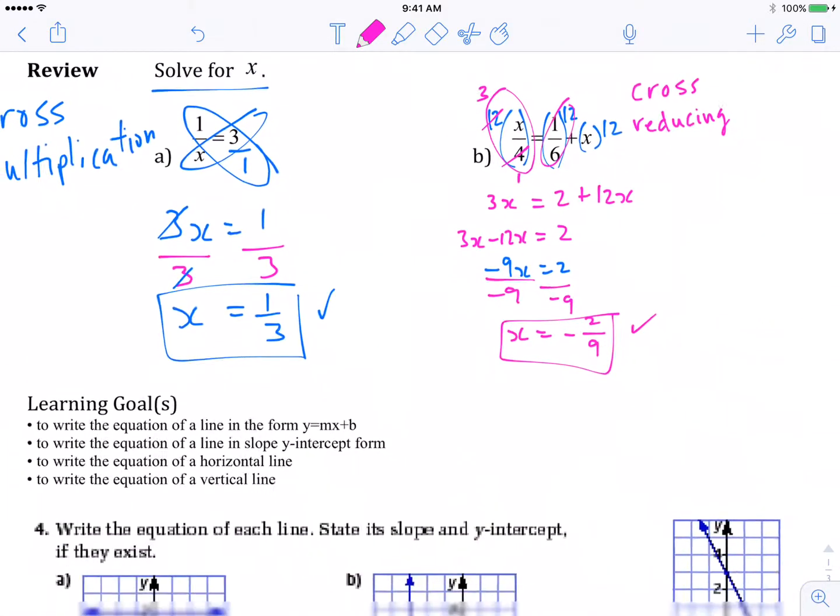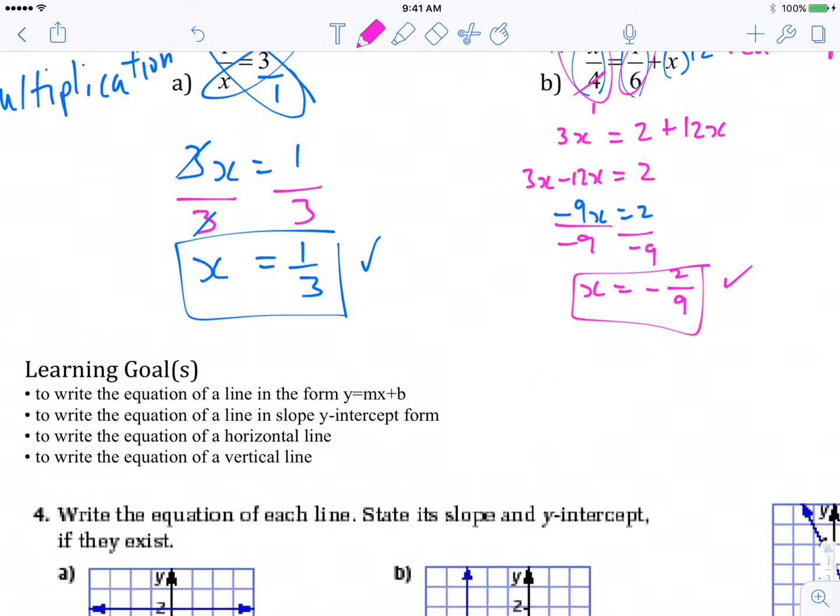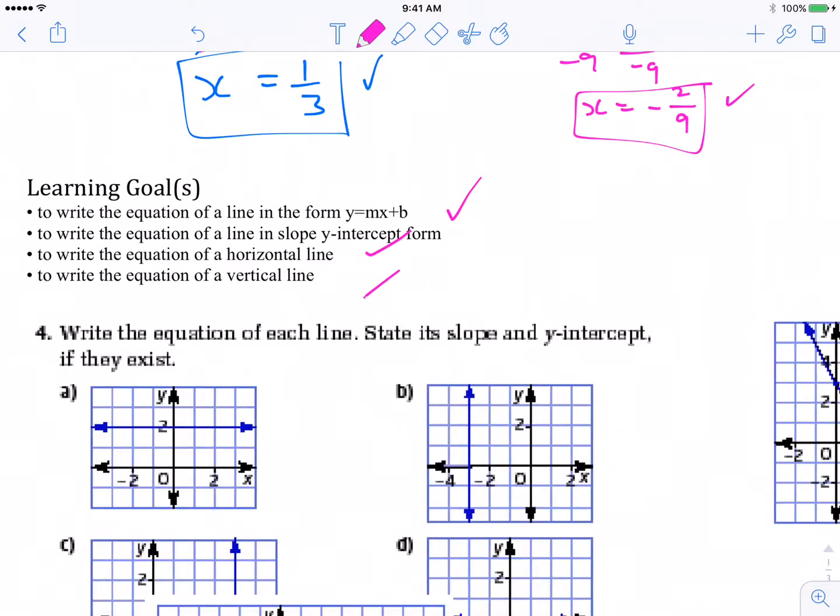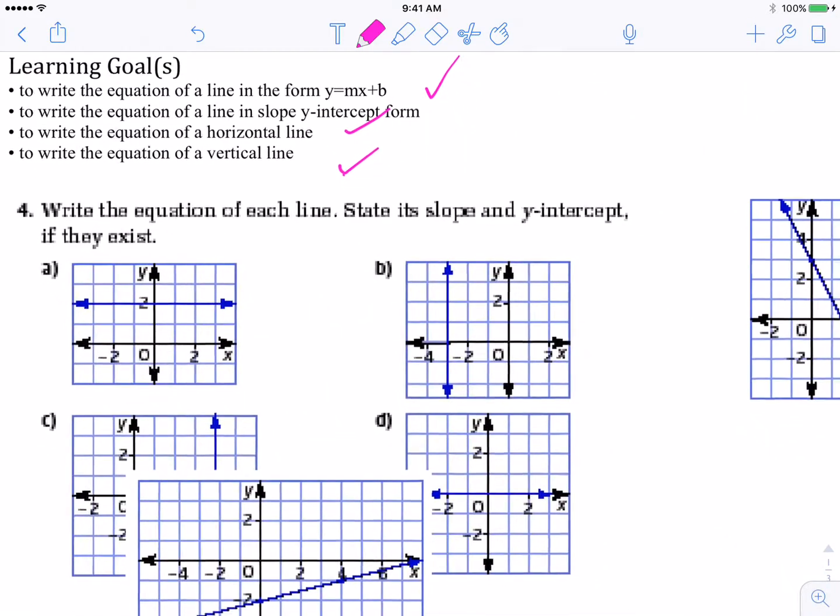Okay. So the learning goals here are to write an equation of a line in y equal mx plus b format, or slope y-intercept form, to write the equation of a horizontal line, and also a vertical line. So we have a couple of exceptional cases. The vertical and horizontal lines are exceptional cases.